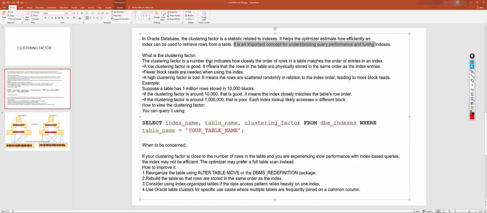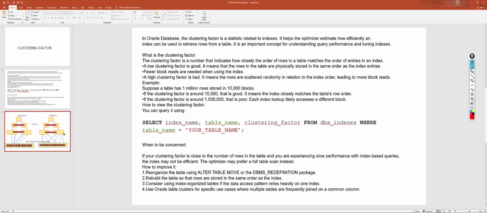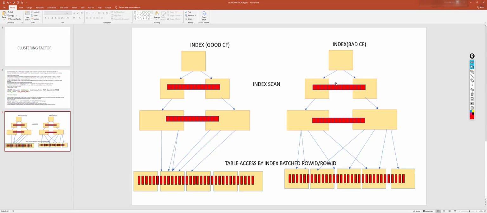Okay, so what is a clustering factor? So this clustering factor is a statistic which indicates how closely the order of rows in the table matches the order of entries in an index. Okay, so let me come to the diagram. So here we can see two diagrams, one with good clustering factor, one with bad clustering factor. So here the clustering factor is low. Low means good, okay, high means bad.